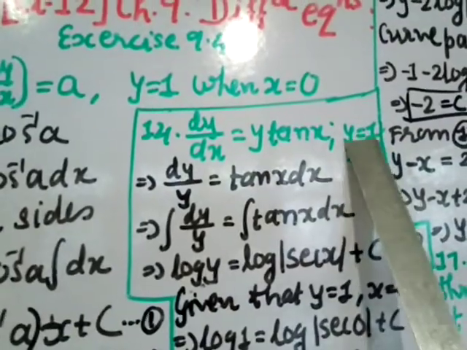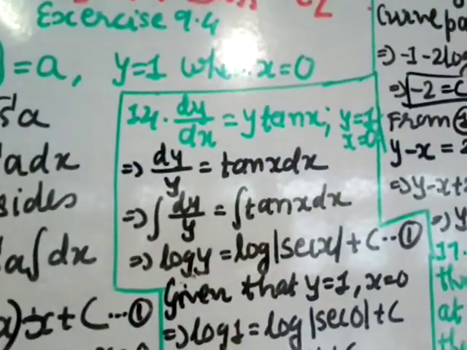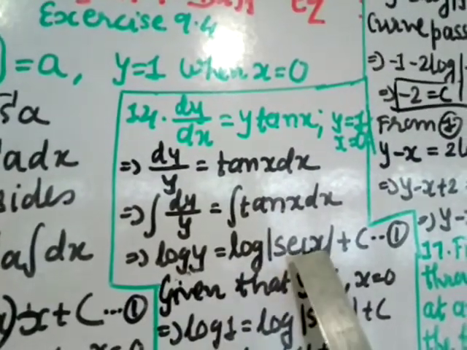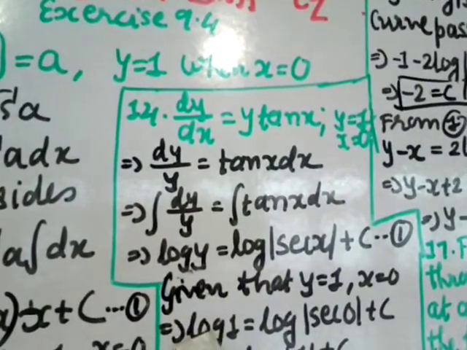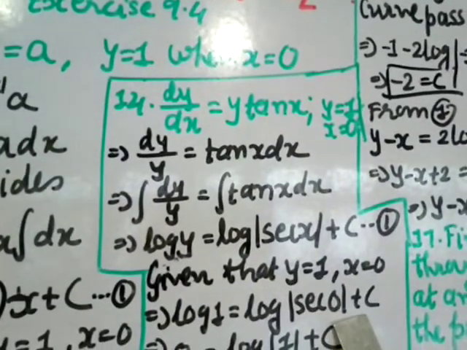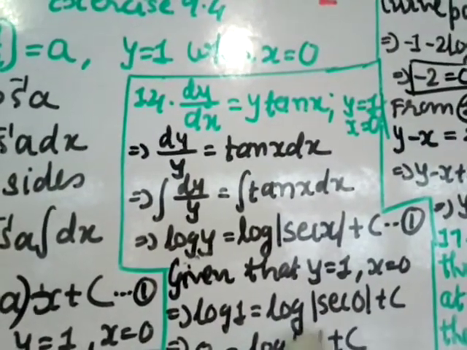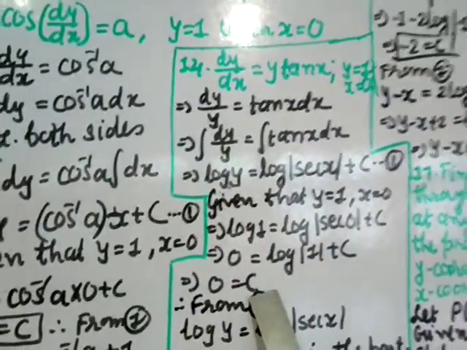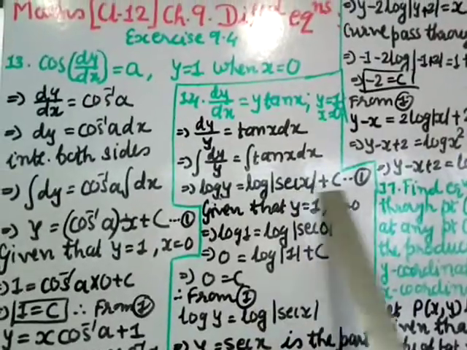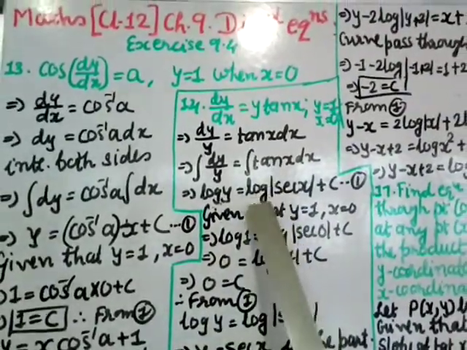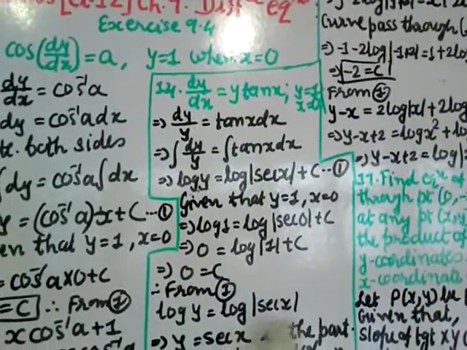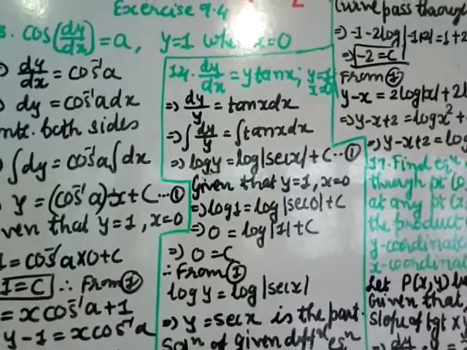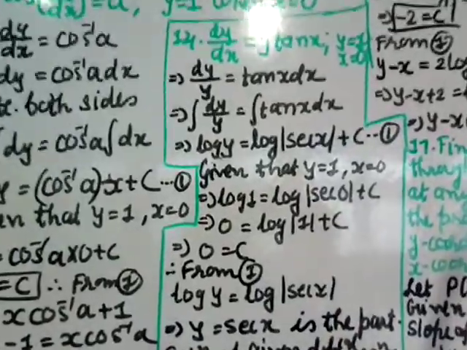Now the given condition is x = 0, y = 1. So we put the value x as 0 and y as 1. So here log 1 = log sec 0 plus c. Log 1 is 0 and sec 0 is 1, so log 1 again, and log 1 is 0. So c value is 0. Now c value 0, put in equation 1. So log y = log sec x plus 0, log and log cancel, so you get y = sec x, which is the particular solution of the given differential equation.